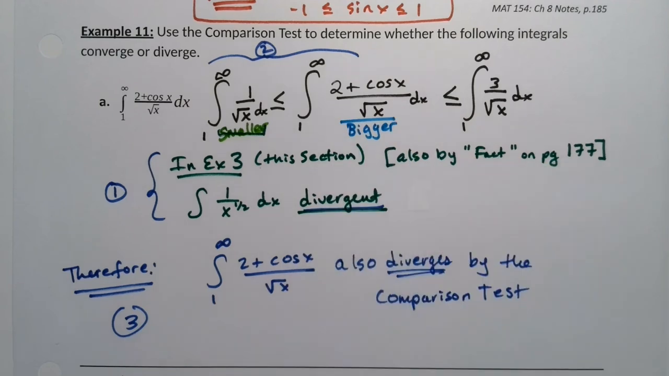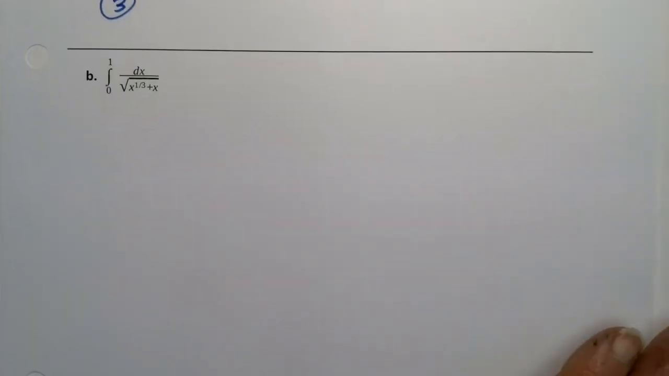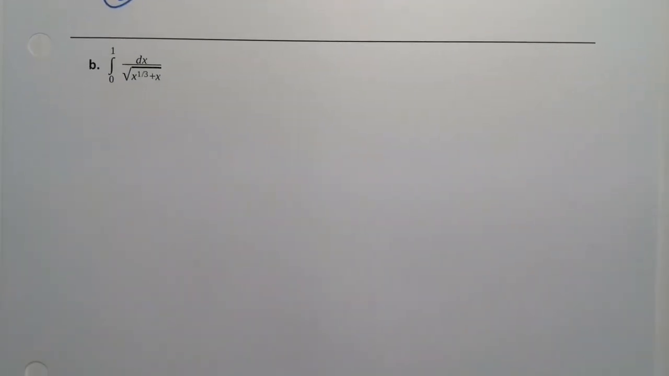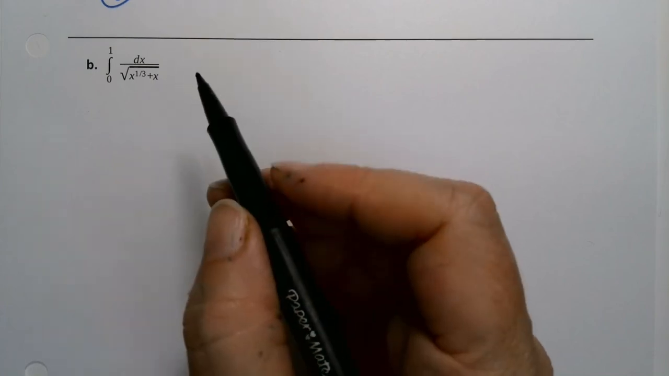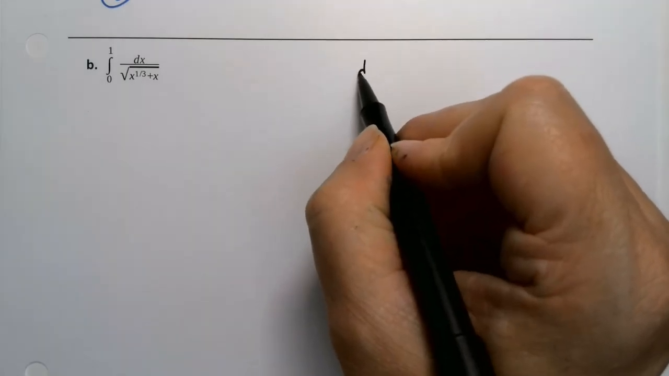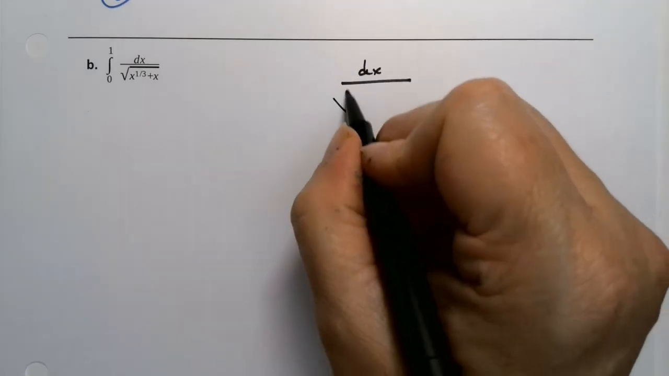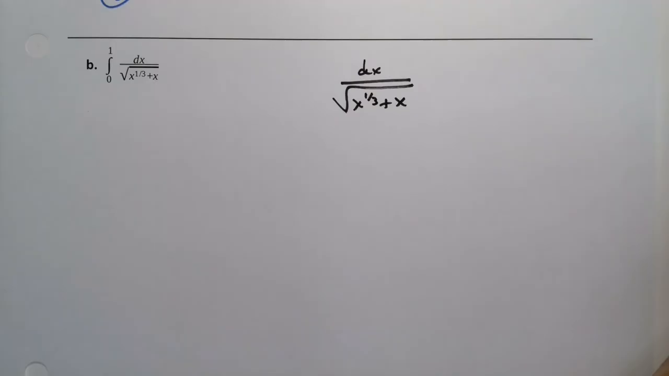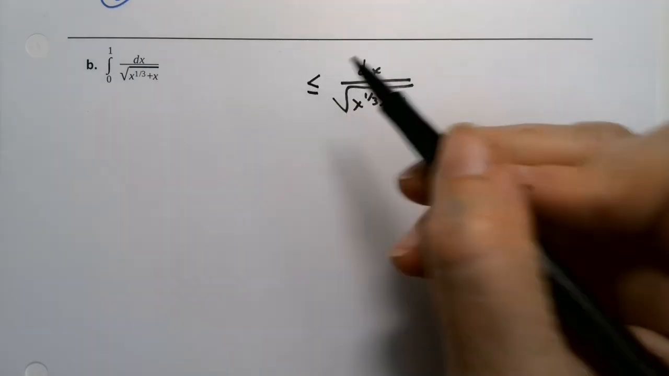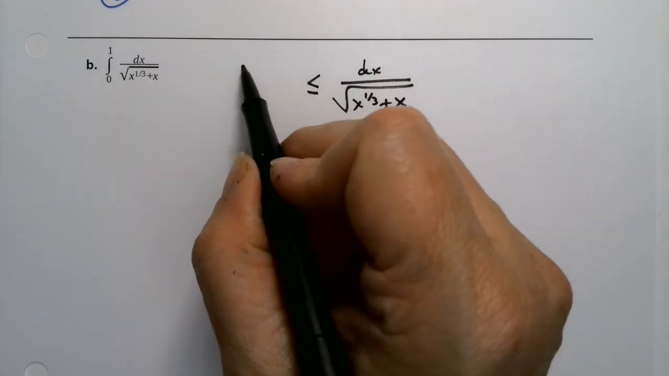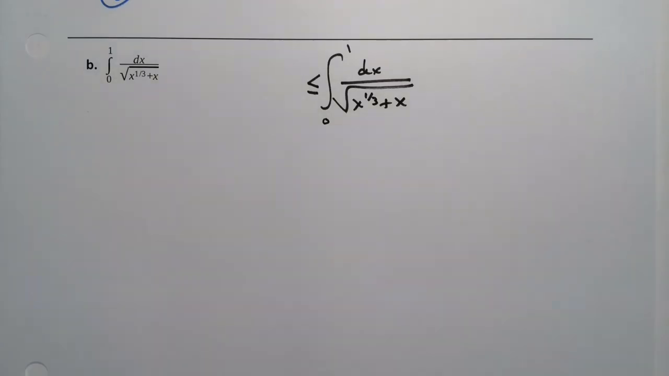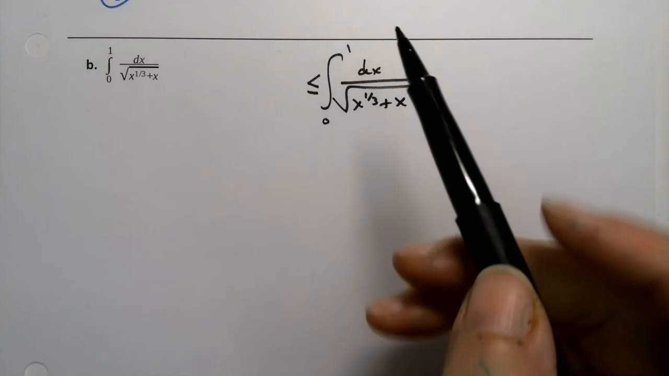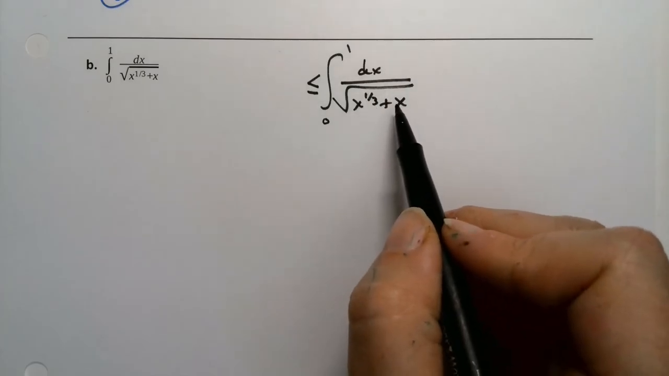All right, now let's move on to the next one. Same kind of deal. I have dx over x to the 1/3 plus x. Let's think about this. I'm doing an integral from 0 to 1, and the problem, by the way, is 0. If we put 0 in, it'd be 0 plus 0, which is 0, and that's bad.